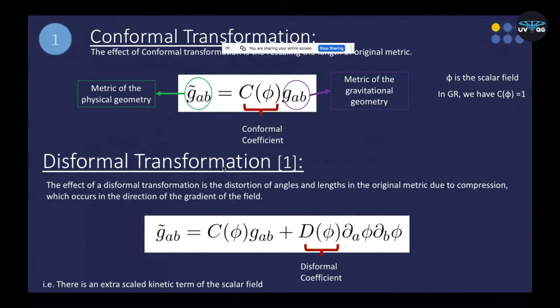The conformal transformation basically only rescales the original length of the metric, whereas in the disformal transformation, we also consider the distortion of angle and length of the original metric, which arises due to compression and which occurs in the direction of the gradient of the field. Here we're considering an extra scaled kinetic term of the scalar field. Note that now we have a disformal coefficient to deal with.